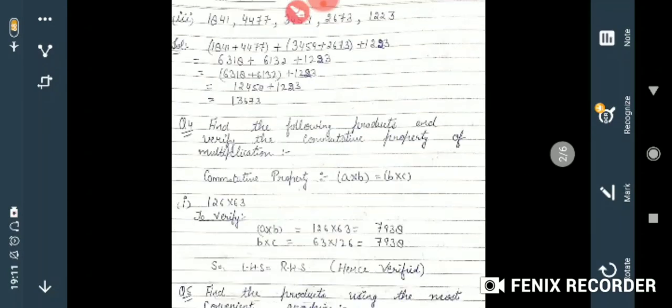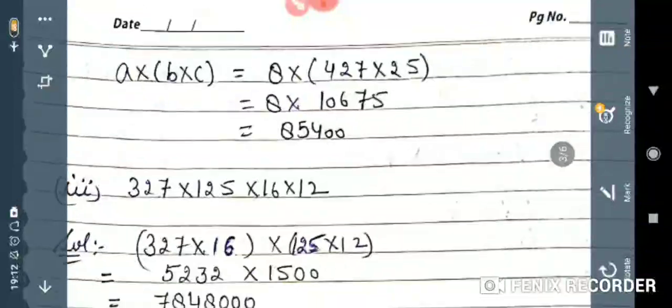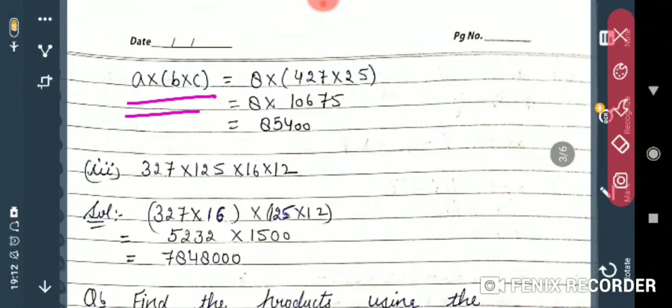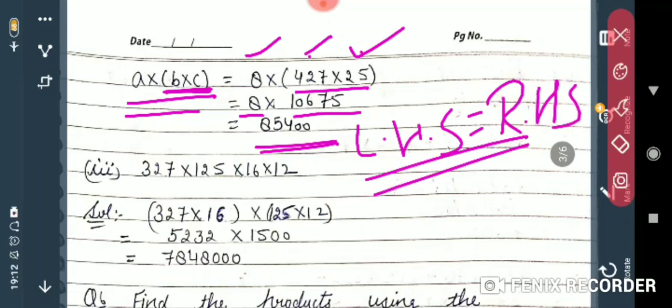Now we will solve the second part. And what is the second part? A multiply B multiply C. The value of A is 8. The value of B and C is 427 multiply 25. So first we will solve this bracket. We will multiply these two numbers. What we will get? 10,675. And when we will multiply it by 8, what we will get? 85,400. So LHS is equal to RHS. What we have done? We have verified the associative property of multiplication.